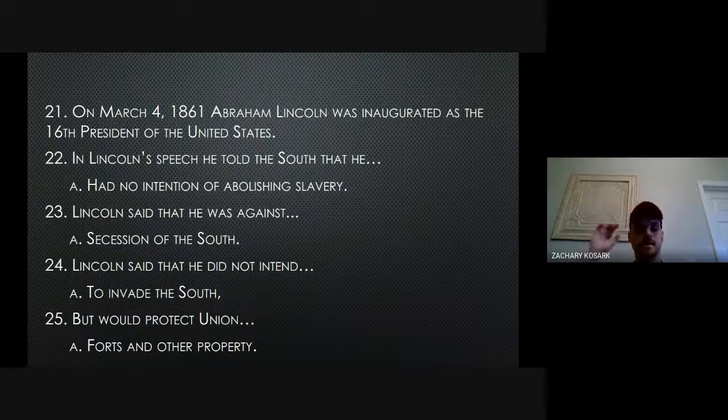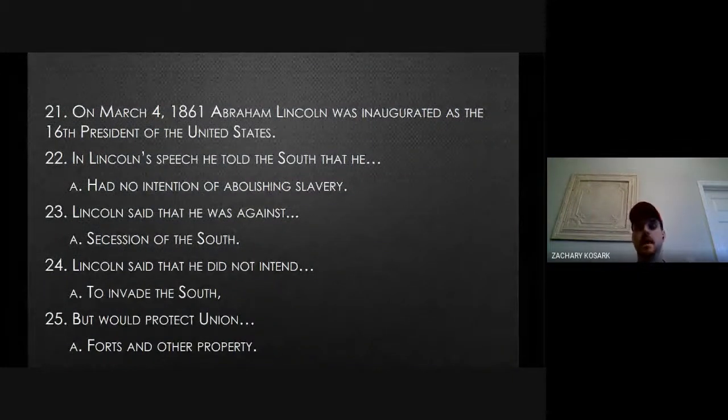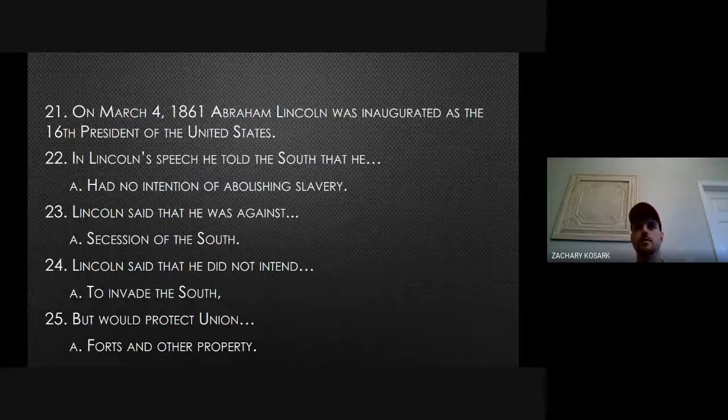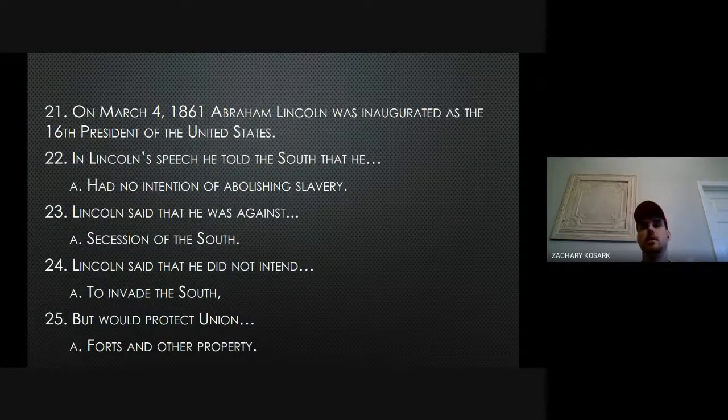Lincoln said that he was against secession of the South, so basically he's saying, "Hey, you shouldn't have done that." And he did say that he did not intend to invade the South, but he would protect the northern forts and other property. So anything in those southern states that was technically United States property, like any forts or army bases, he's saying, hey, if you try to take those or we feel that we need those back, we will go in to protect those things. And that's actually what is going to kick off all of this fighting. What we'll see in the next unit is the introduction of fighting at Fort Sumter. So really that's it.